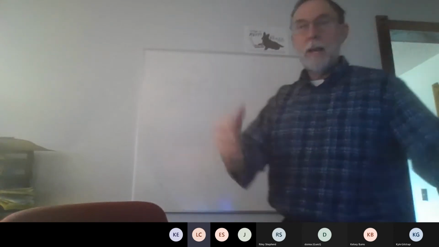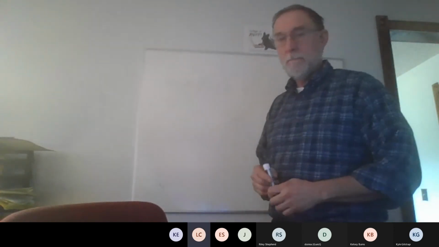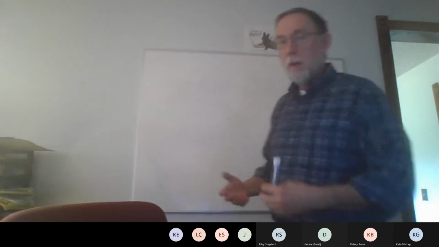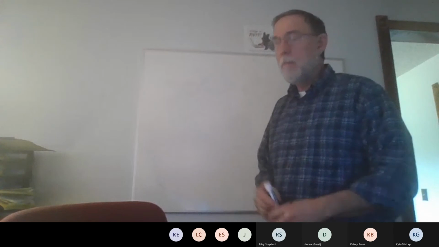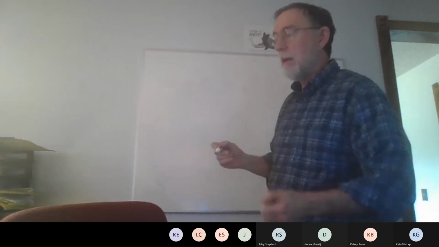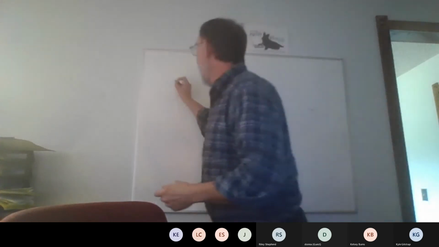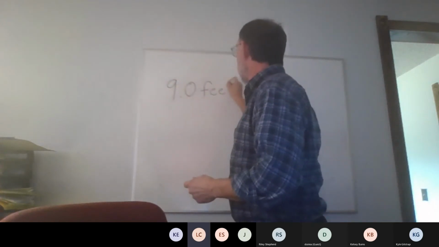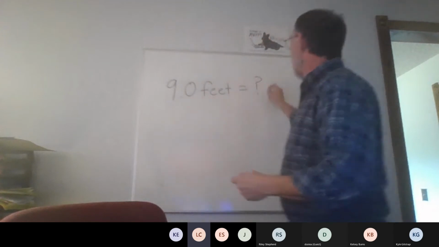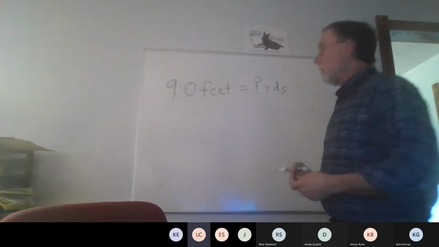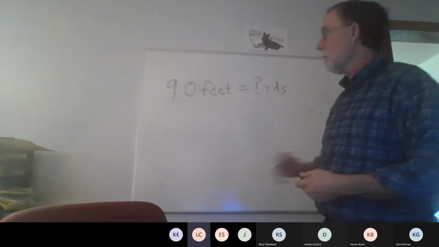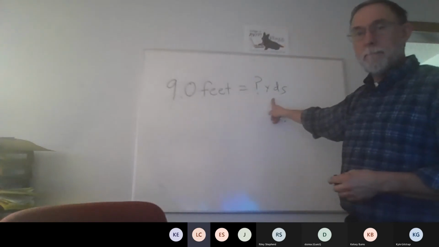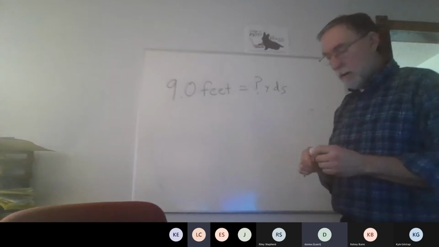My dining room table is 9 feet long. And if I were to ask you how many yards that is, you could probably tell me. You could mentally calculate how many yards my dining room table is if it's 9 feet long. Can you see my handwriting? 9 feet equals how many yards? Is that big enough? Yeah, we can see that. Okay, super.